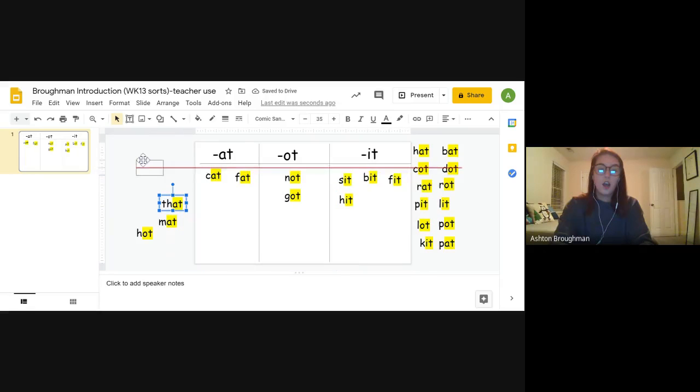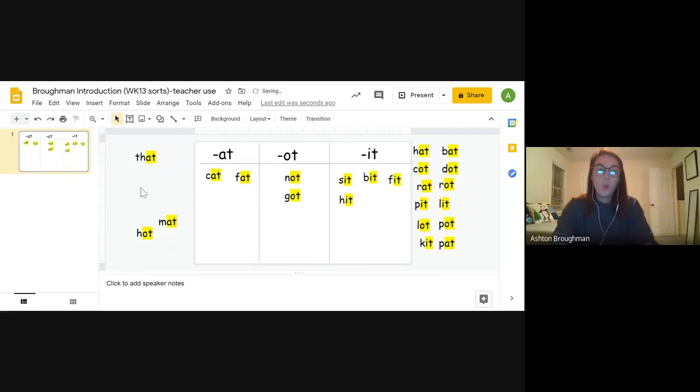Let's do this one. This one's a tricky one. What do you see at the beginning of that word? TH. Who can tell me what sound TH makes? That's right. It makes the sound. Good. And then we see our AT, and we know that AT says what? At. So look what word that is. That. Good job. So what word family does that belong to? The at word family. You guys are correct.